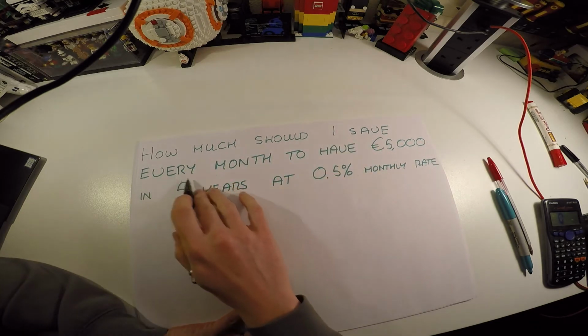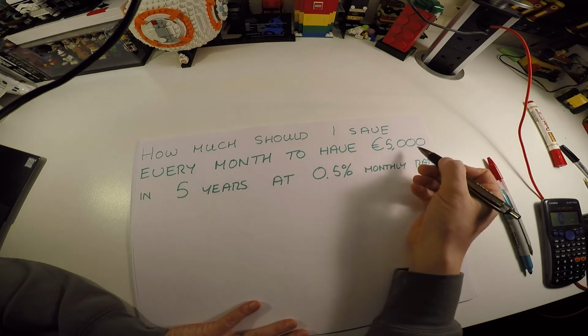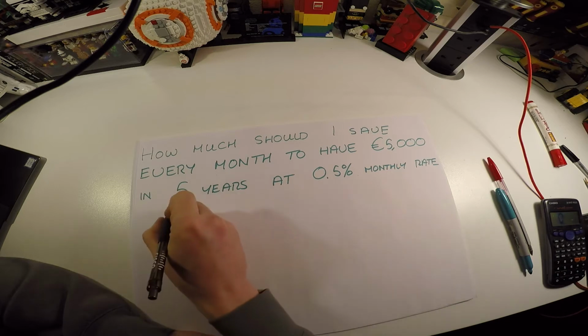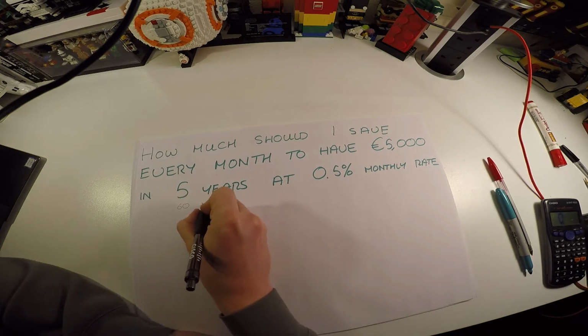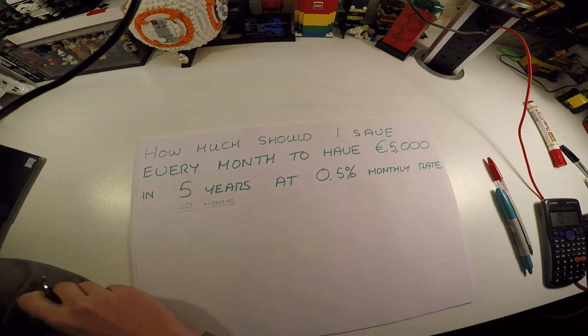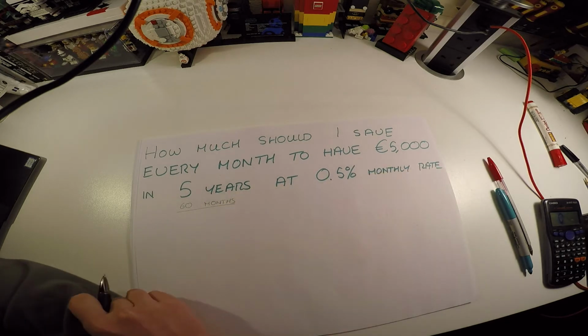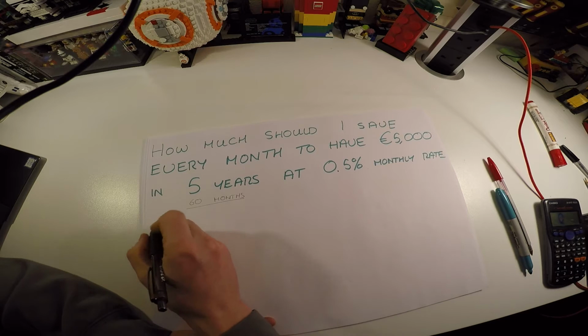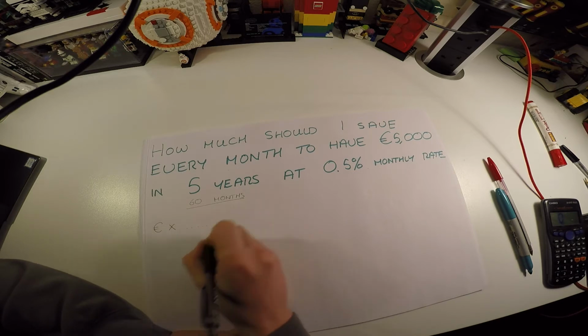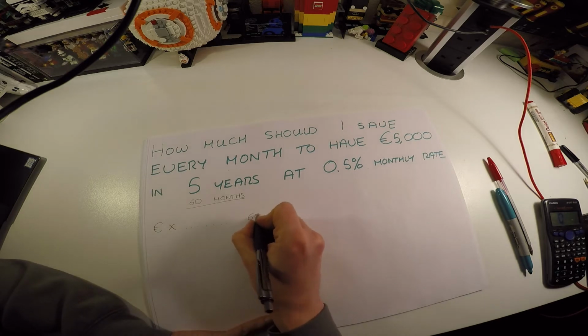This time I want to know how much I want to save every month in order to have 5,000 in 5 years' time at 0.5% monthly. So remember, 5 years now is going to be 60 months, because my time has to match my interest rate time frame, which is monthly. Now, much the same as the other one, we have to put in some amount of money, X. And the first piece of money is a little packet of money on its own little journey for 60 months.